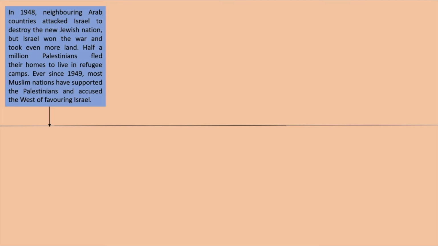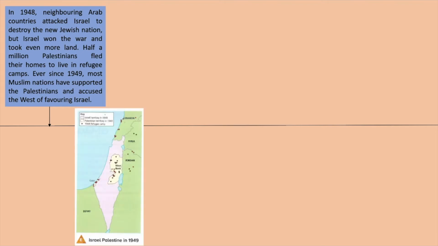In 1948, neighbouring Arab countries attacked Israel to destroy the new nation, but Israel won and took even more land. 500,000 Palestinians fled their homes to live in refugee camps, often populating Jordan, Egypt and Syria. Ever since 1949, most Muslim nations have supported the Palestinians and accused the West of favouring and being biased towards Israel. Here's a map of the territory.